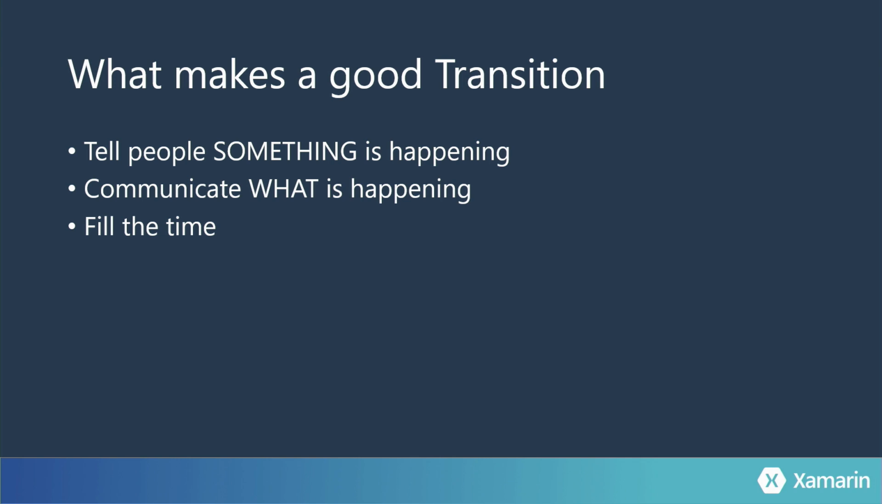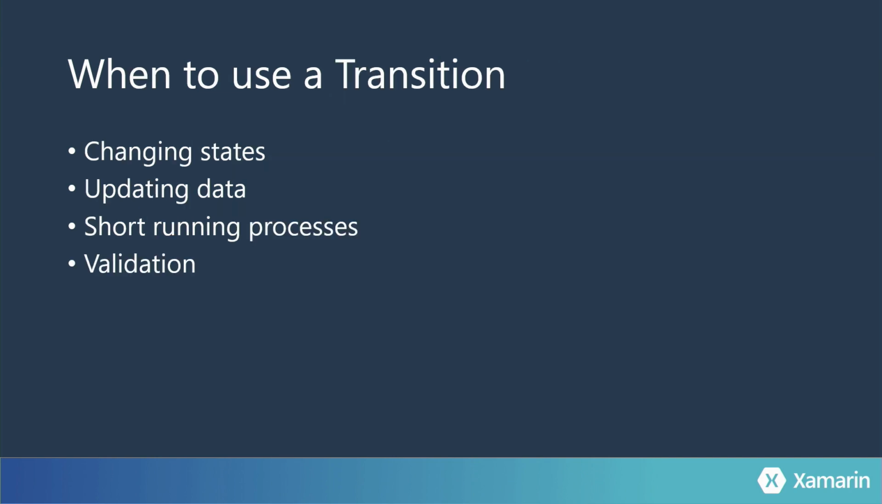Animations communicate things, and when you do an animation or a transition willy-nilly just because it might look cool, you may be sending the wrong message to somebody, and you may be frustrating them because it might take too long, and they just want to get from point A to point B. So when should you use it? I think changing state is a great time. Updating the data. Let people know something's happening, but don't give them a blank screen.